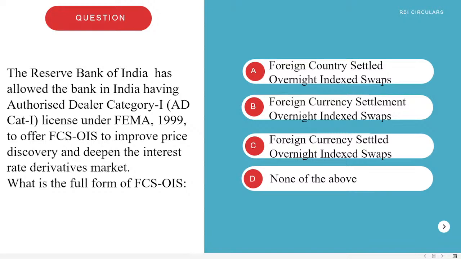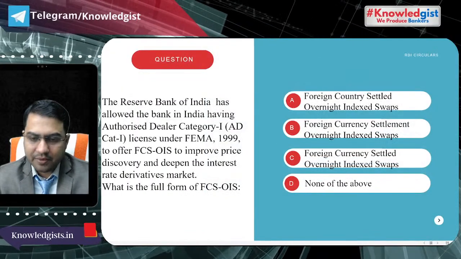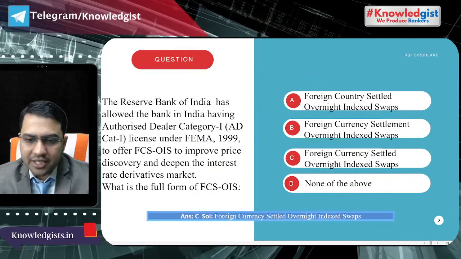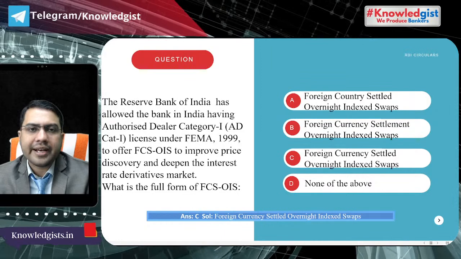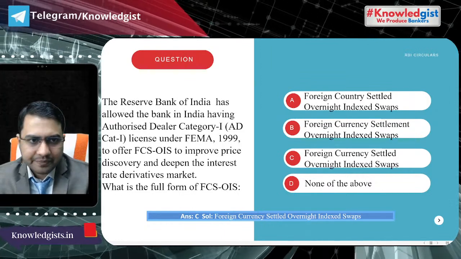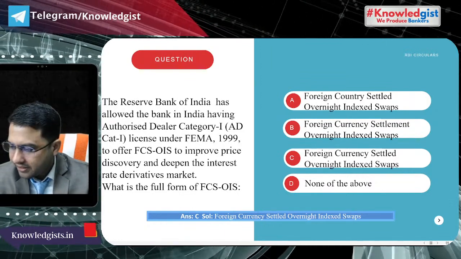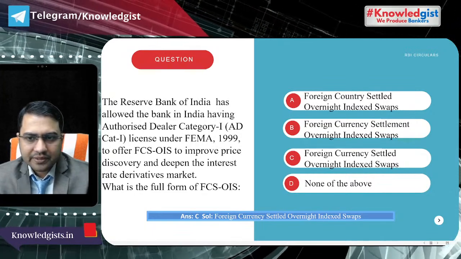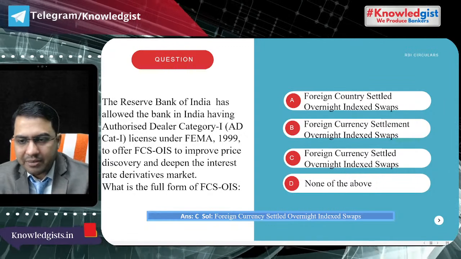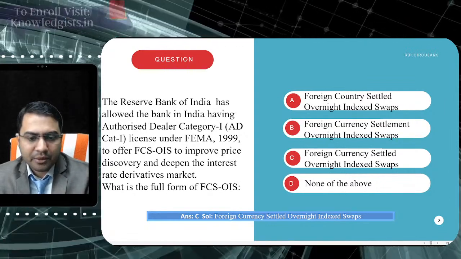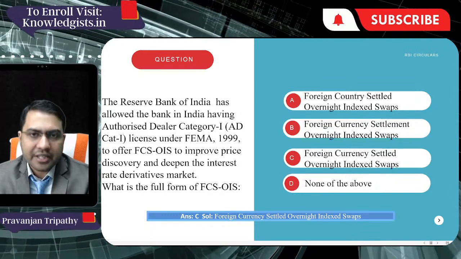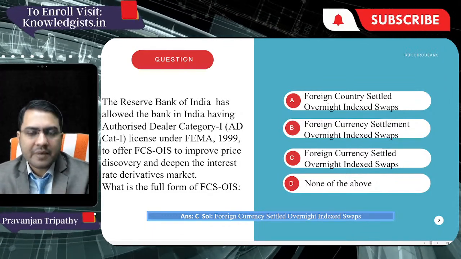So yes, many people have started answering. Let's see what the right answer is. The right answer is option C, foreign currency settled overnight indexed swap. Is it clear now? Can I move to the next question? See, we discussed it. This is a recent update, but knowing the full form of FCS OIS is not a current banking issue. It is a static or professional banking issue.